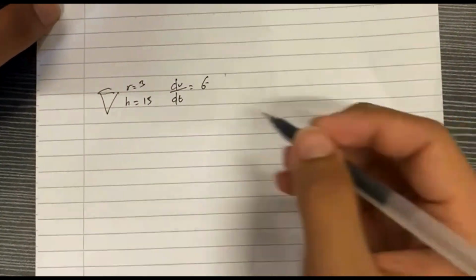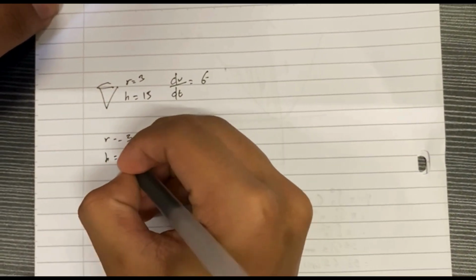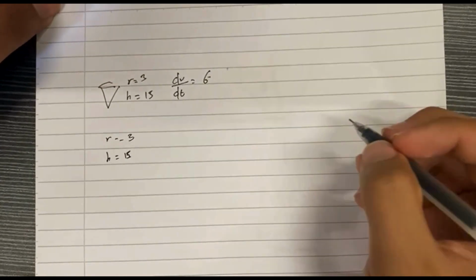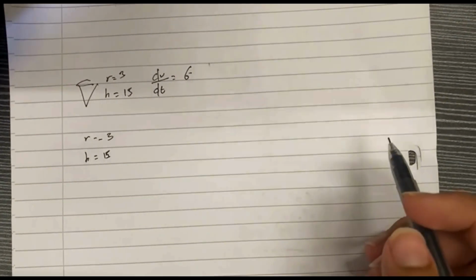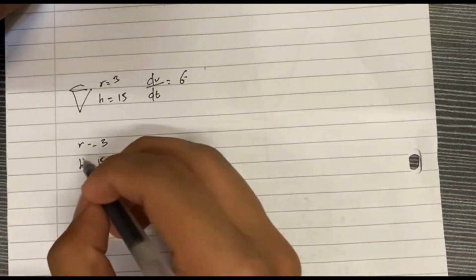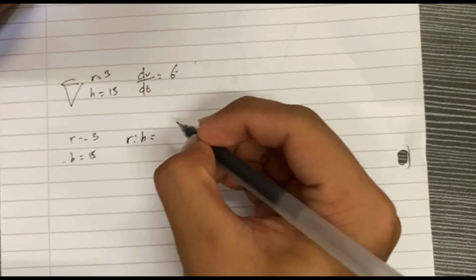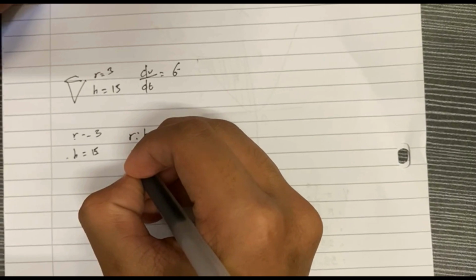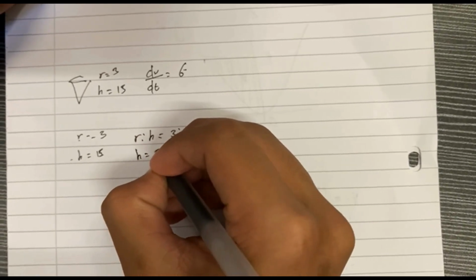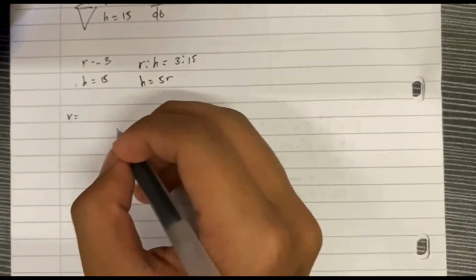Now what do we have here? We have our radius and our height. Radius equals 3, height equals 15. We notice that there is no radius in the equation given in the first question. That means we have to convert r into h. r with respect to h is 3 with respect to 15, which means h is equal to 5r.